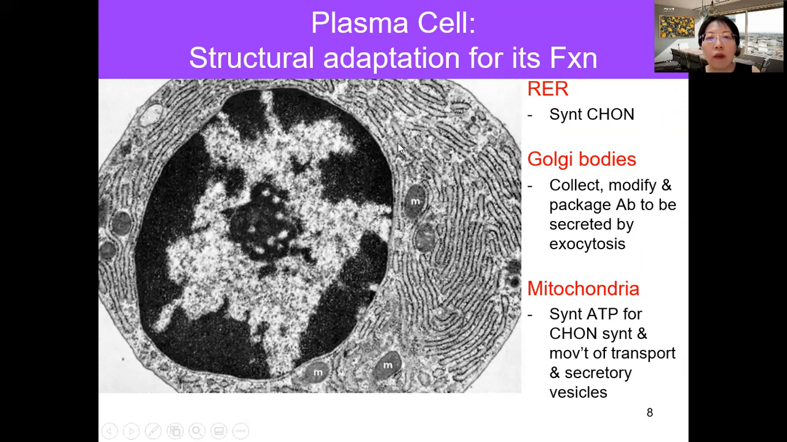So you can see here a lot of rough ER, and then you've got Golgi. Golgi bodies are not clearly seen here. You're supposed to be able to see a lot of Golgi body, but here I don't see it. It could be in some other location of the cell, because you only see 2D here. In certain parts you can see a lot of Golgi body, and here you can see the mitochondria. All these are mitochondria.